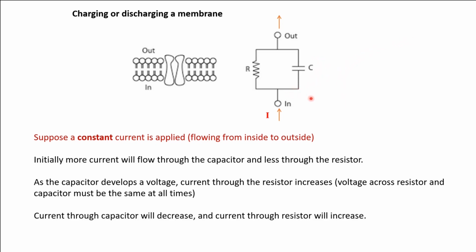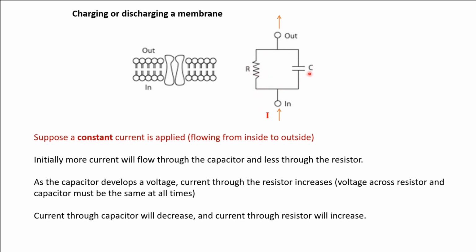And at some point, a steady state will be reached where the current across the capacitor becomes 0 and all of the current flows through the resistor. And at that time point, the capacitor is fully charged with the maximum voltage that it can reach, and the voltage across the resistor at that time point will be equal to IR, because all of this I current is flowing through the resistor.